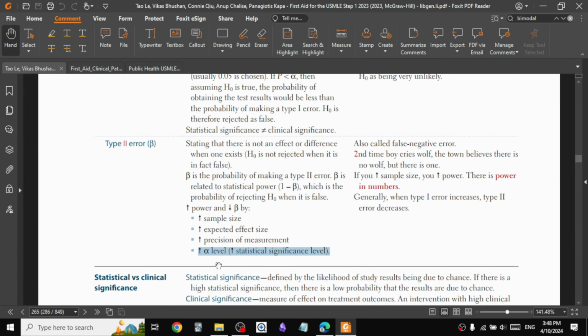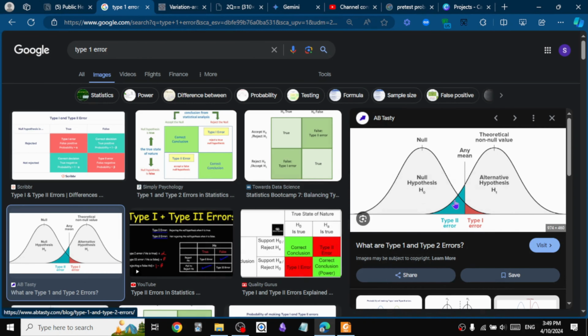And you come back here. This should make sense to you now. Why am I increasing the alpha level? Because I am trying to increase the statistical significance level, okay? If I increase that, I push the graph right here. Even though I'm increasing type 1 error, I'm trying to prove the alternative hypothesis more. That's what I mean, okay? This is what I mean, right?